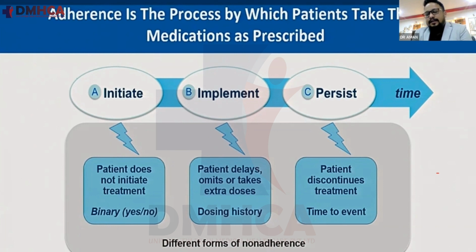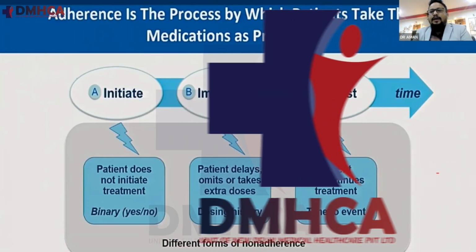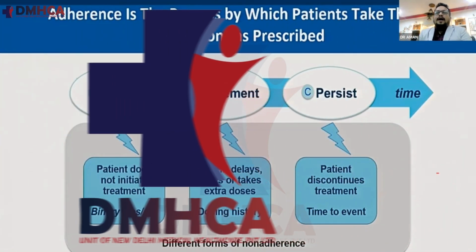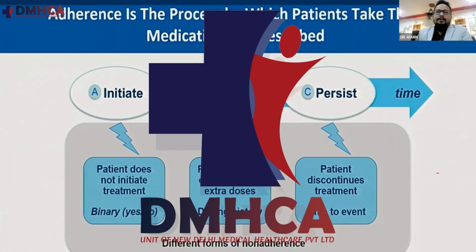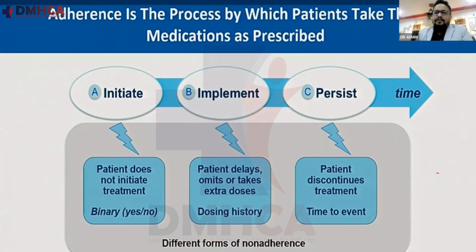Then the third thing that comes with time is persistence. The patient discontinues treatment. Let's take an example. I am the patient. I came to your OPD, I came to your emergency. Sir, I am having cold, cough and fever. So you prescribe me some antibiotic and some antipyretic medications. Then after 1 or 2 doses or 1 or 2 days, I get relief. After I get relief, I stop the medication. I, the patient, discontinue the treatment.